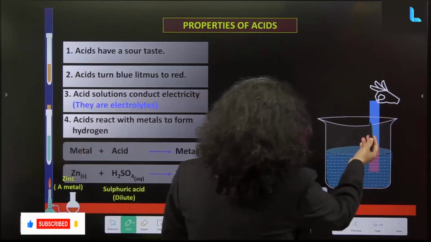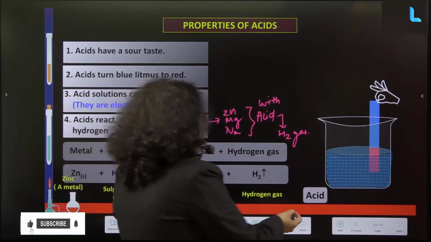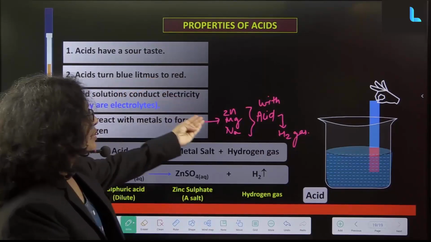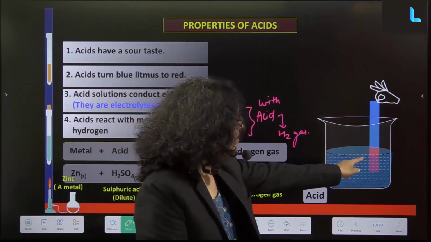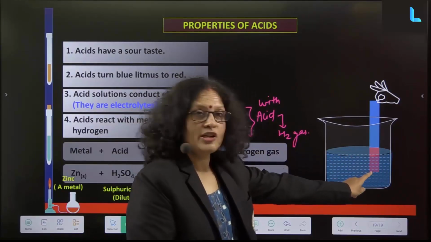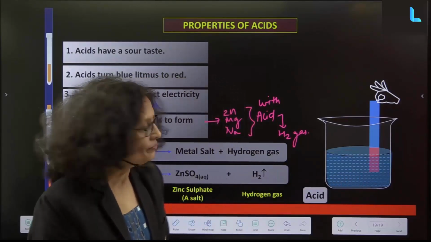Now we can see the litmus test for acids. What is the litmus test? Acid turns blue litmus to red. Here they are adding blue litmus, and when it touches the acid it turns red. It indicates that the substance present in this beaker is an acid.